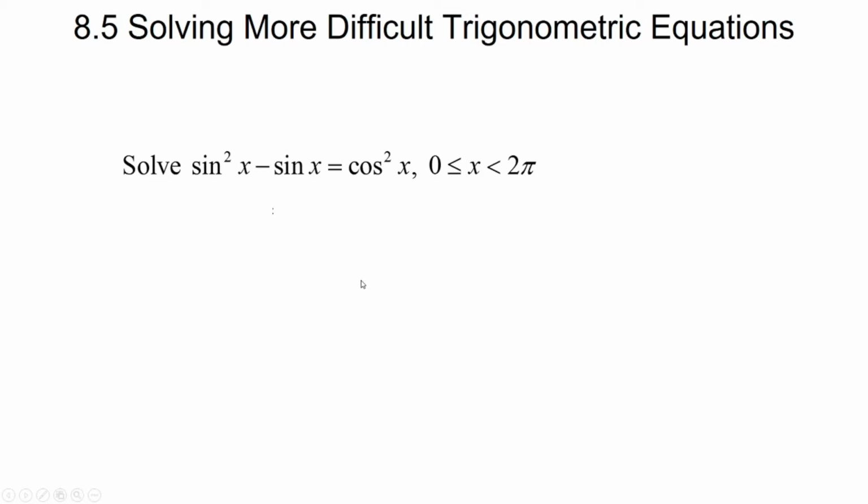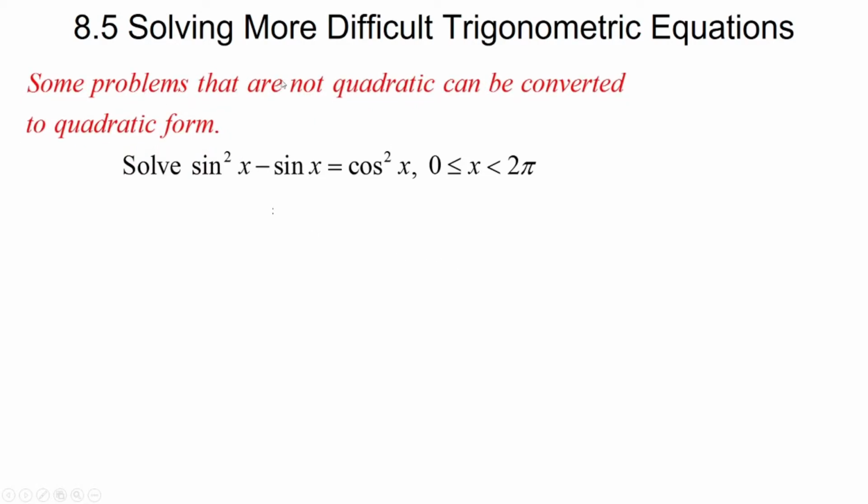Okay, now, oh, look at this one. Maybe they are getting a little more difficult because you see we have sine squared, sine, and cos squared. So if I'm solving a trigonometric equation, I would like to have everything in terms of one trig function, either sine or cosine, preferably. Okay? So, can I write cos squared in terms of sine? Well, let's think. What about our Pythagorean relationships? So some problems that are not quadratic can be converted to quadratic form.